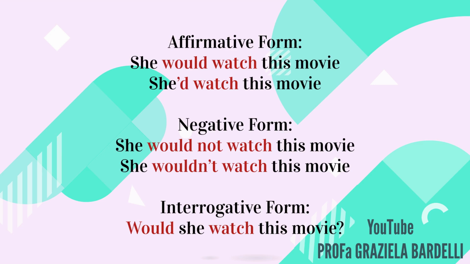Affirmative form. She would watch this movie. She'd watch this movie. Negative form. She would not watch this movie. She wouldn't watch this movie. Interrogative form. Would she watch this movie?